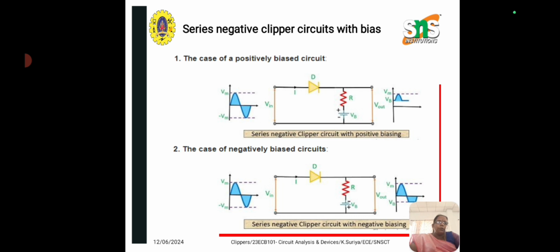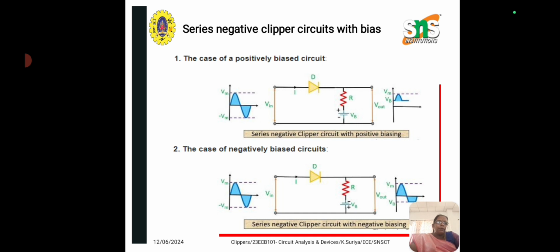Thus, complete output of the positive half is achieved. But in the case of the negative half cycle, the diode is reverse biased. At the same time, due to the battery potential, the diode is forward biased. So, until the battery potential is greater than the supply voltage, current flows through the circuit. Hence, we will achieve an output as shown here.